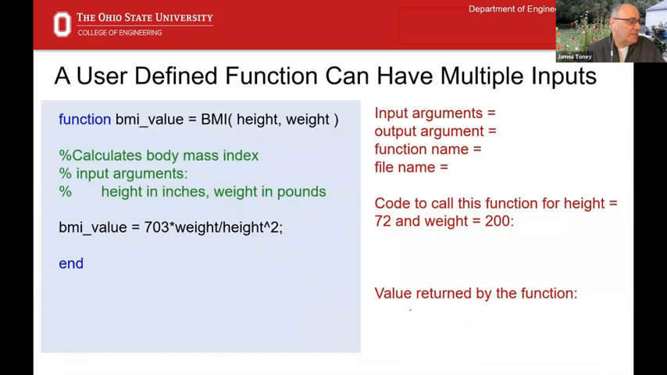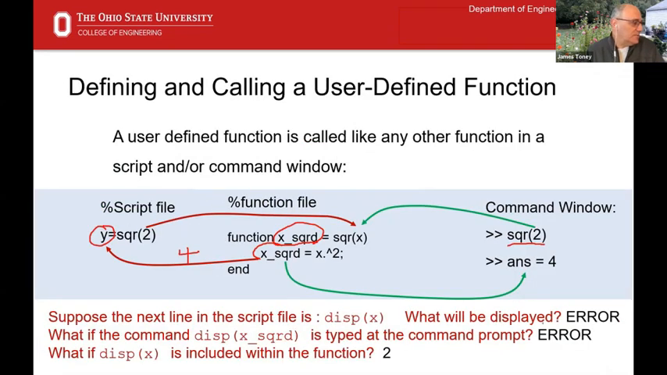And once again, I got ahead of myself here. The answers weren't supposed to be displayed yet. But suppose the next line in the script file is disp x. What happens? Well, the answer is an error. But why is it an error?